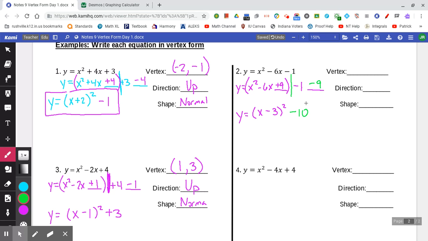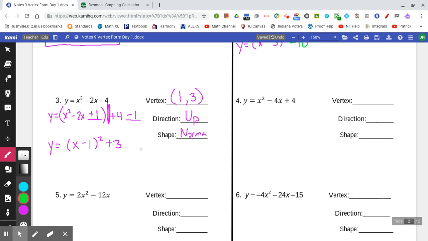So this tells me, since I don't have that number out in front, which would be a positive 1, that this graph is going to open up. Since it's positive, the shape of the graph is normal, since it's just that positive 1, and the vertex would be at positive 3, negative 10.